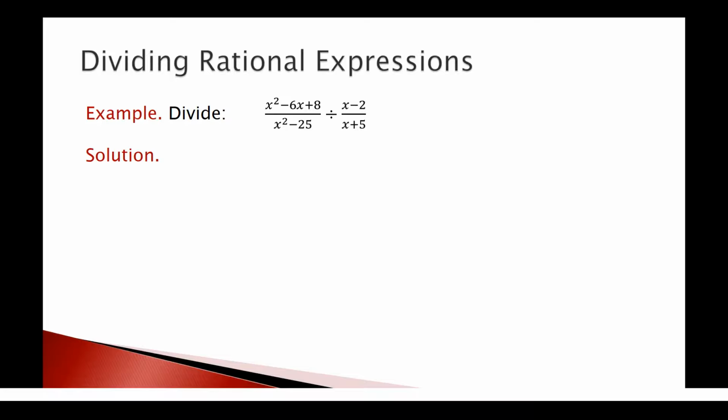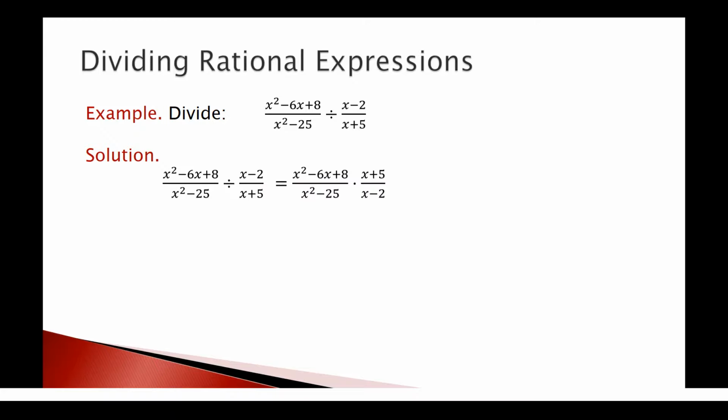So we'll find the quotient of two rational expressions by inverting the divisor and then multiplying. That means first we'll invert the divisor and we write the division as a multiplication.